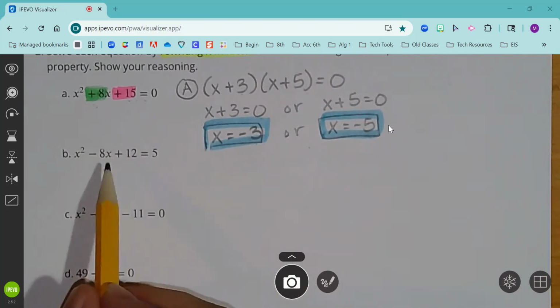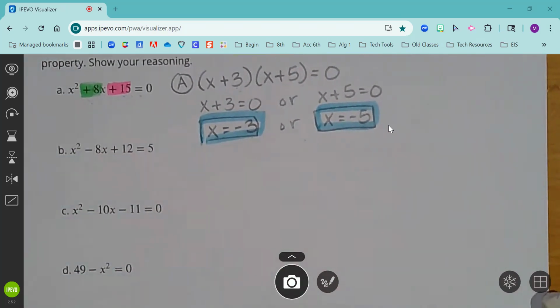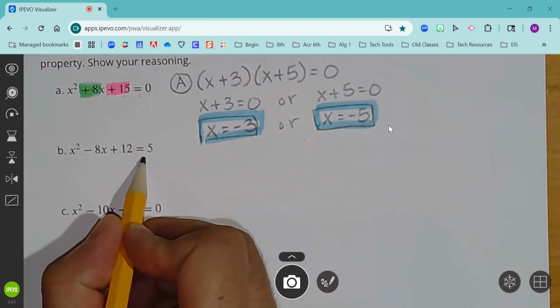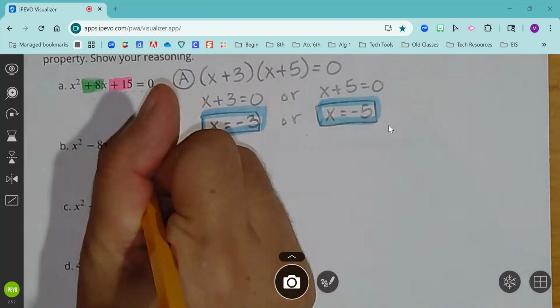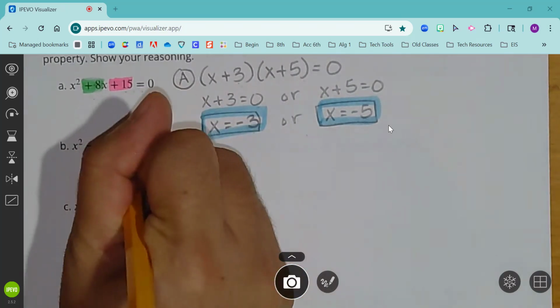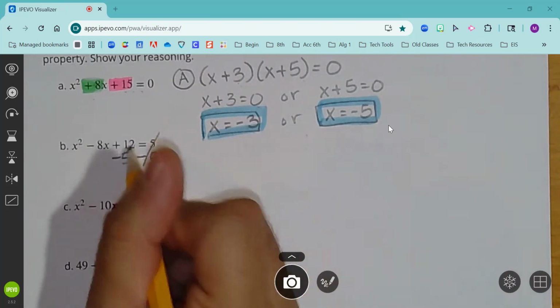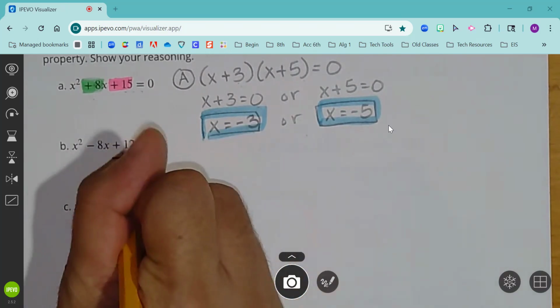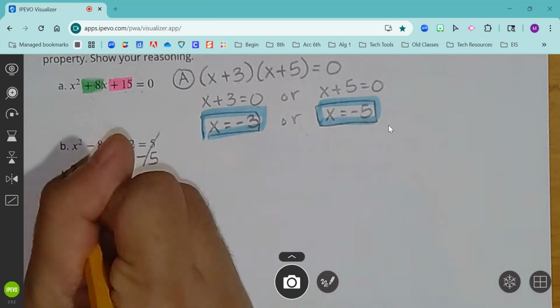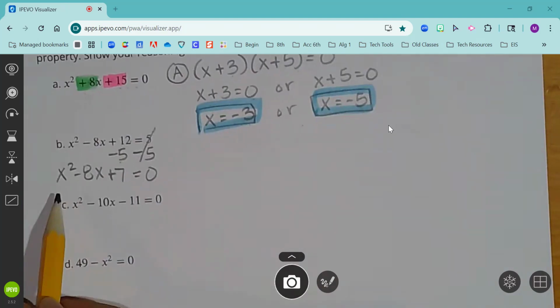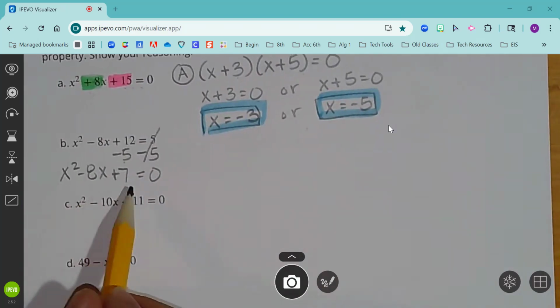Okay, so let's do this again. We're gonna look again. But in this case, we gotta be careful because if you see right here, this is not set equal to 0. We want it set equal to 0. So we're gonna minus 5 from both sides here. Okay, so that's gonna get me 0. And then 12 minus 5 is gonna get me 7. So then I'm gonna bring everything else down. Okay. So I got x squared minus 8x plus 7 equals 0.